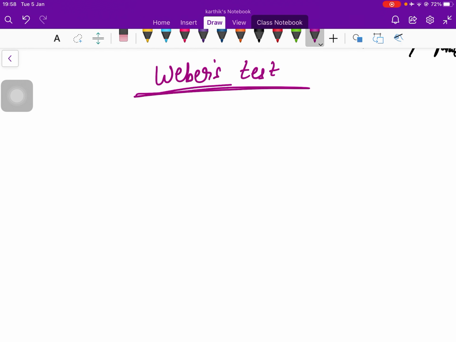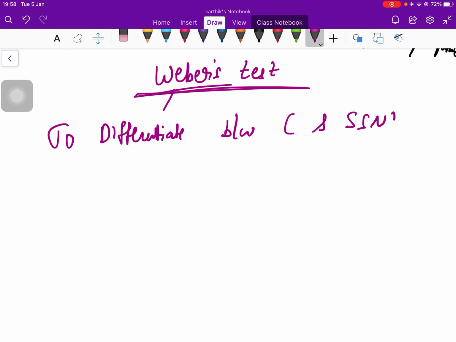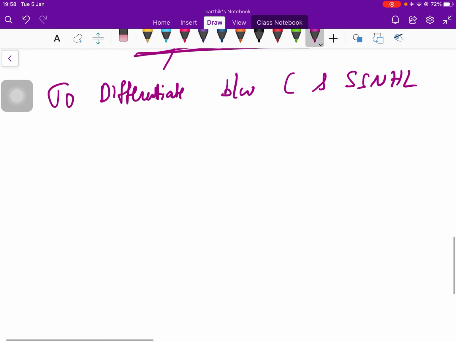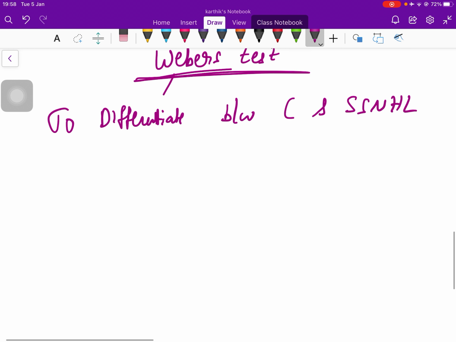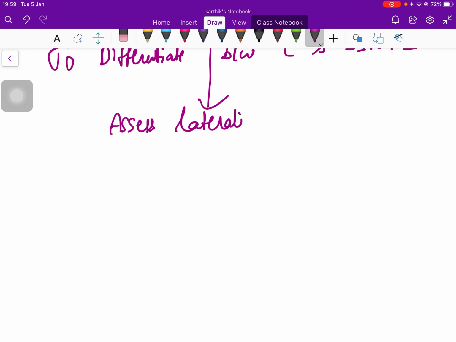For Weber's test, we know that the tuning fork is placed on the forehead, vertex or upper teeth. This is done to differentiate between conductive and severe sensory neural hearing loss. Okay, now how to interpret this Weber's test: you assess the lateralization of sound.